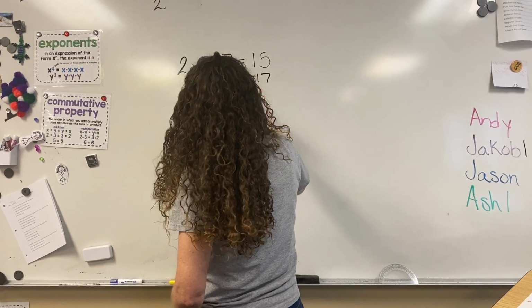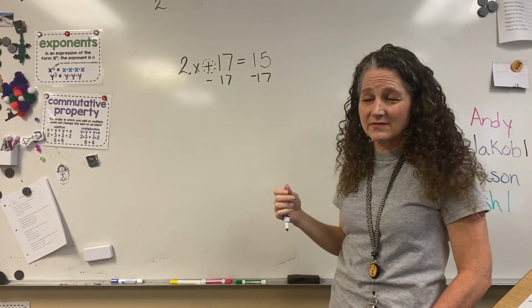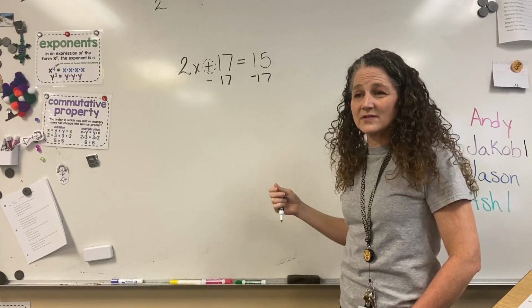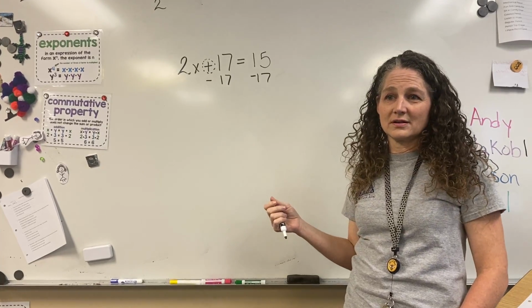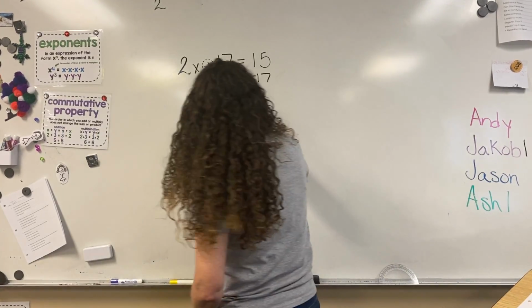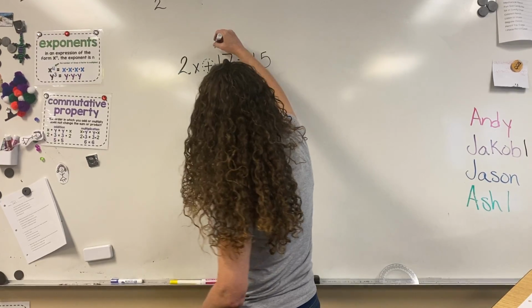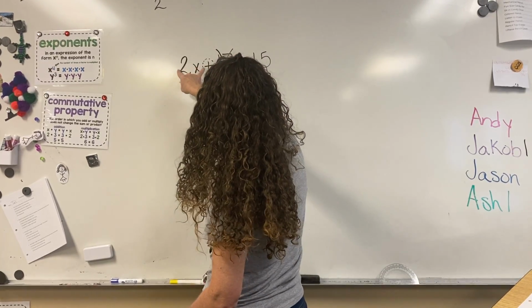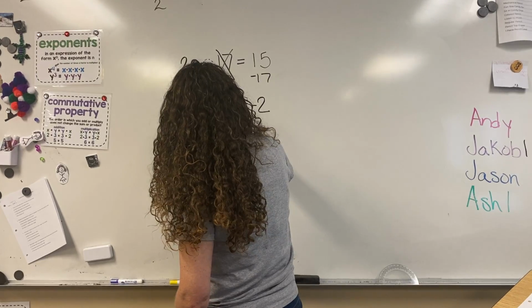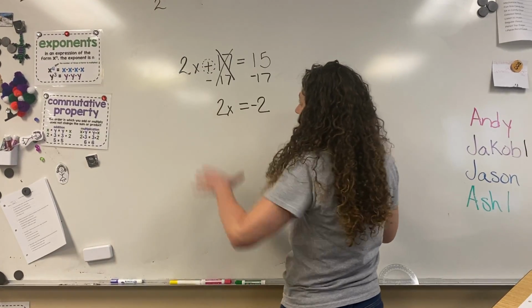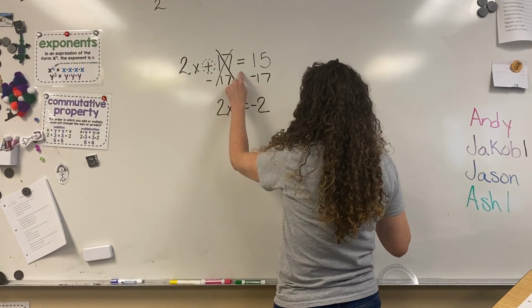Now I have 15 minus 17. Can we do 15 minus 17? That gives us a negative number, but is that okay? -2. And I'm left over here. This crosses out, and I bring this down, 2x. So it's important to always bring down what I still have. I bring down my equals.